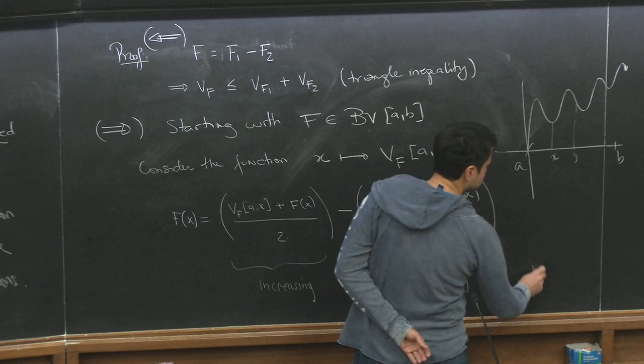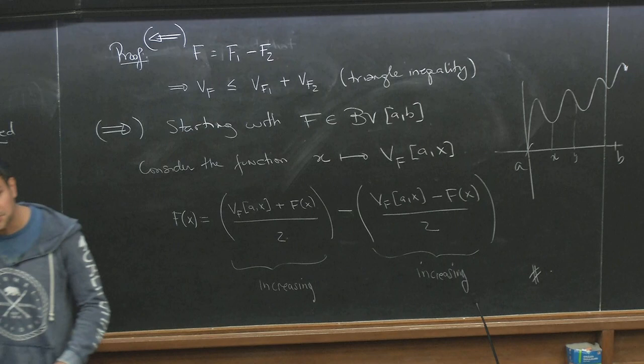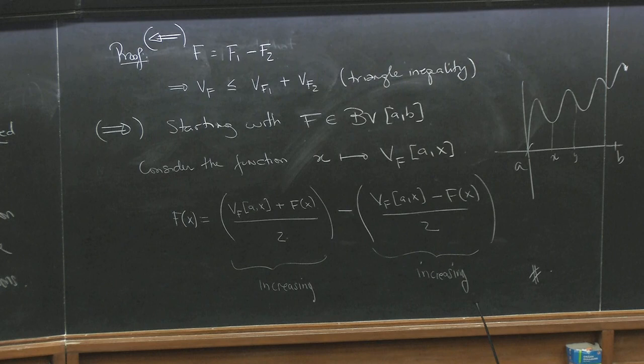So now that we have agreed that the monotone increasing functions are the building blocks for the functions of bounded variation, we are going to focus a little bit on understanding the differentiability properties of the monotone increasing functions. This is the first theorem that I want to prove to you.